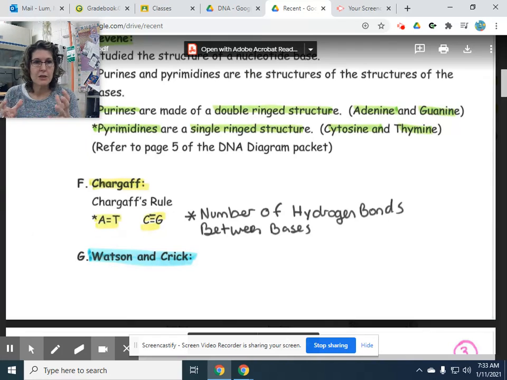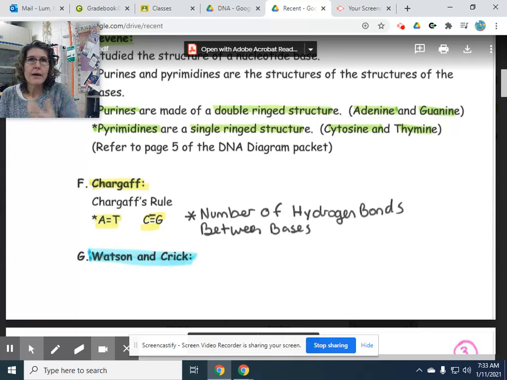Every time he looked at this structure, he said, hey, I have equal amounts of cytosine as I do guanine. They have to be in equal amounts. Why? Because they pair together. And they have three hydrogen bonds together. So I always will have equal amounts of adenine and thymine, one purine, one pyrimidine, and equal amounts of cytosine and guanine.